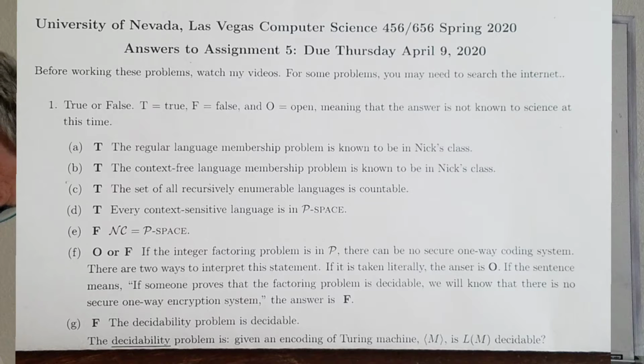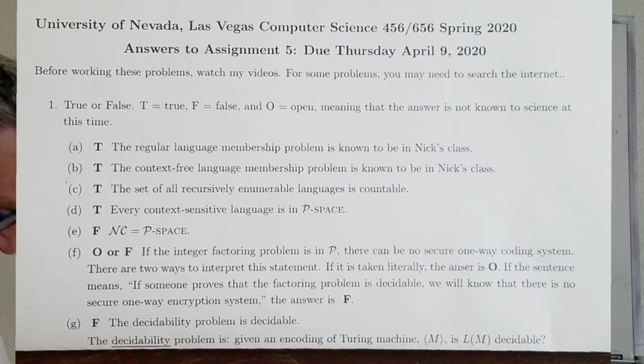The set of all recursively enumerable languages is countable. That's true, because every recursively enumerable language is accepted by a Turing machine, and there are only countably many Turing machines. Every context-sensitive language is in P space. Now that's actually true, and it's on the internet. You can go look it up.